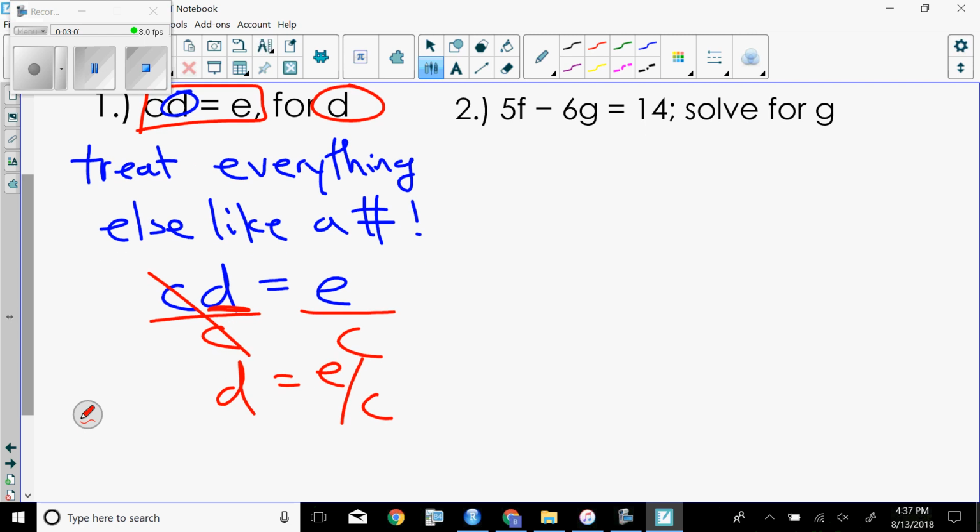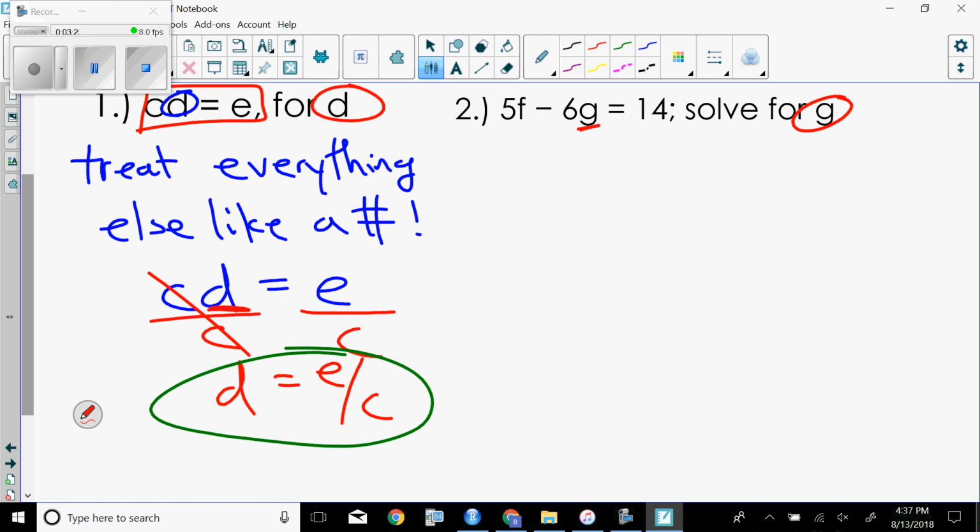Notice I don't have numbers. So this is as much as I can do. I wanted D by itself. And I got it. So I'm done with that. Well, let's try another one. It says solve for G on this one.